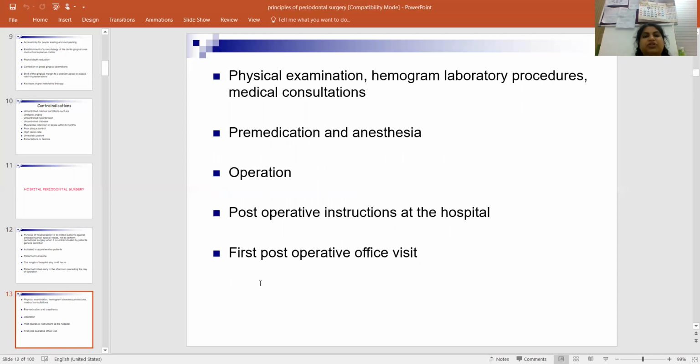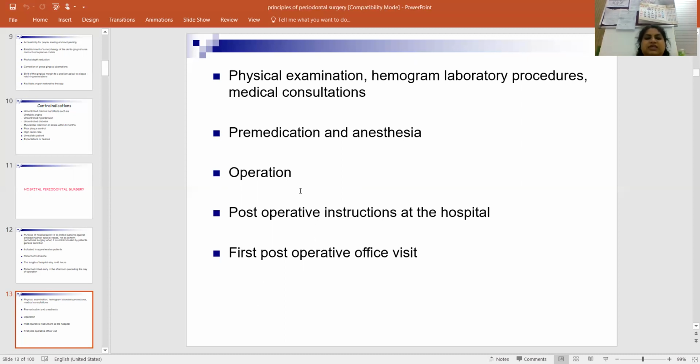You are going to check the physical examination and complete hemogram. It means you are going to check the BP, the pulse rate, the total leukocyte count, differential leukocyte count, hemoglobin, and even the anticoagulant profile. Is the patient on warfarin or anticoagulants, or is there a previous history of any medical disease and medical consultations? You are going to have the medical consultations.